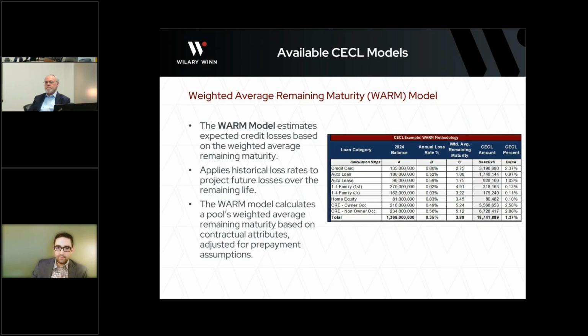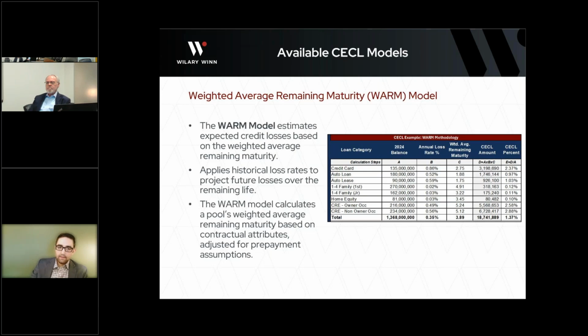So you're applying historical loss rates to a pool of loans and then projecting those losses over the pool's remaining average life or contractual life. In practice, this means you're figuring out the average time left until the expected payoff of that loan or of that pool based on contractual terms, ideally incorporating repayment, ideally incorporating some default information as well. And then you multiply that amount by an annualized loss rate estimate to get at total lifetime expected losses.